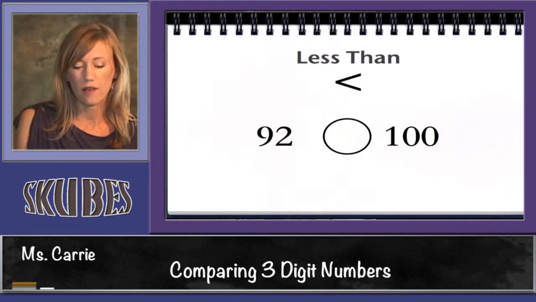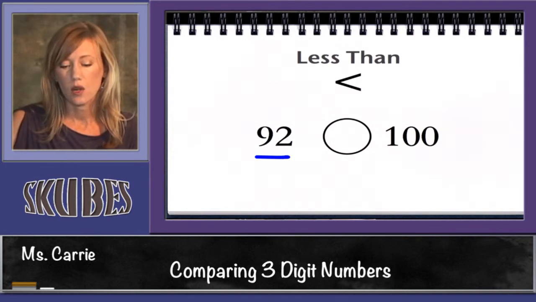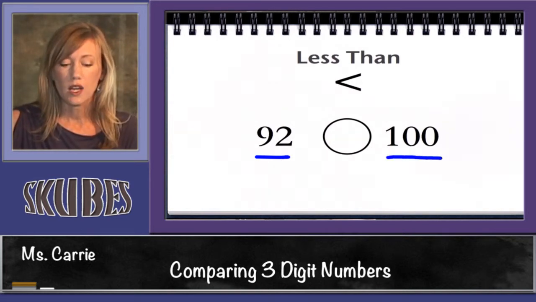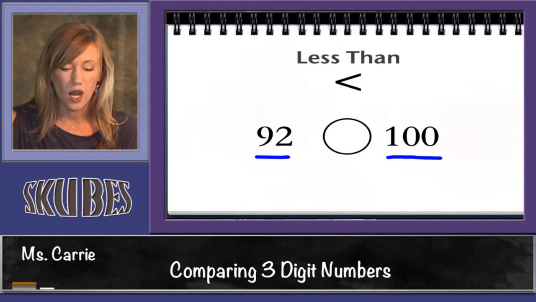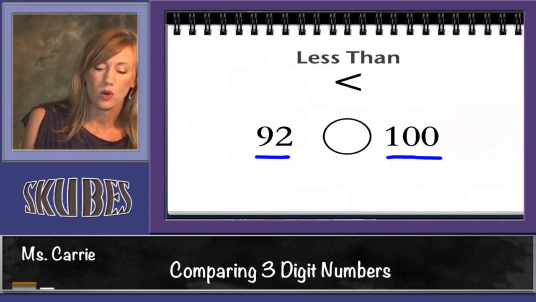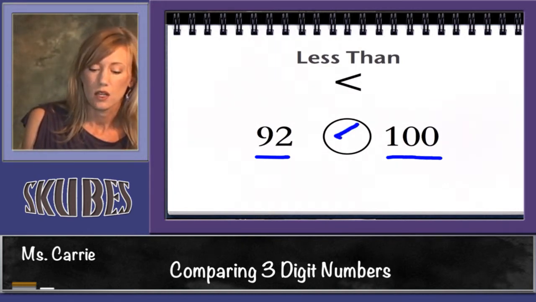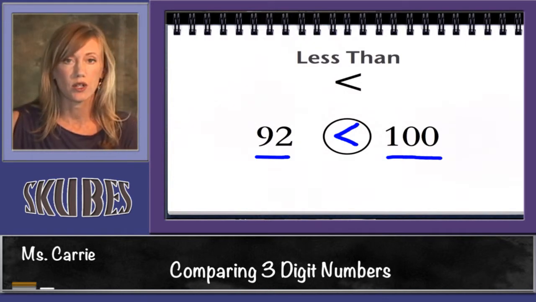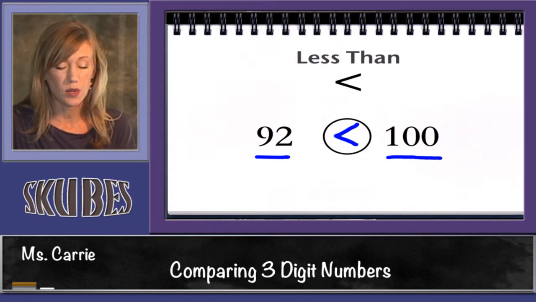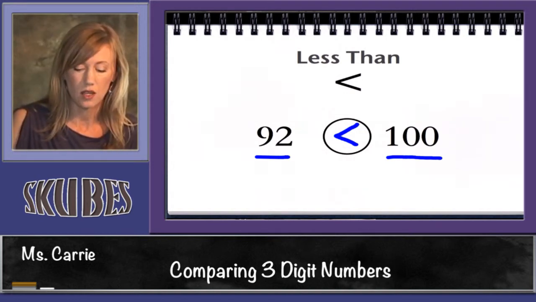Let's look at another example. On this one, we have 92 on this side and 100 on this side. Well, we know that 92 is less than 100, so we want to make sure that the point is pointing to the smaller number and the open part, like our alligator mouth, is pointing to the bigger number. Let's look at another one.